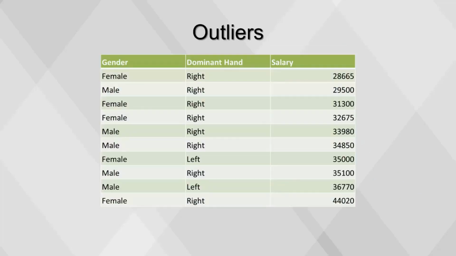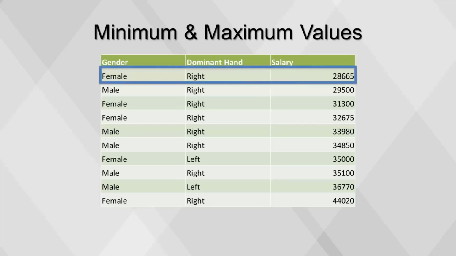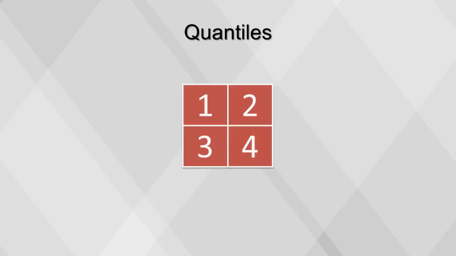$34,145. Values that fall outside of the normal range of the rest of the observations are called outliers. In our example, the value of $44,020 is an outlier from the rest of the values. The mode is the most commonly occurring value. In our sample dataset, no values occur more than once, so there is no mode. As we've already noticed, the minimum and maximum values are $28,665 and $44,020.